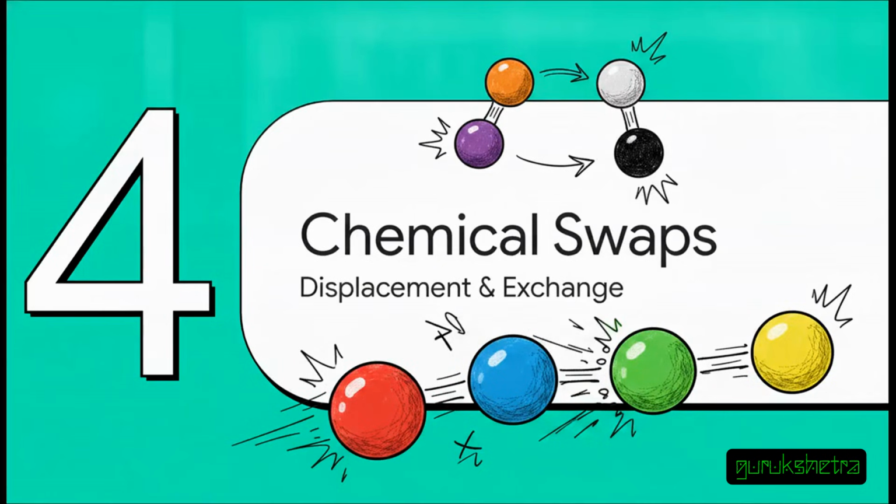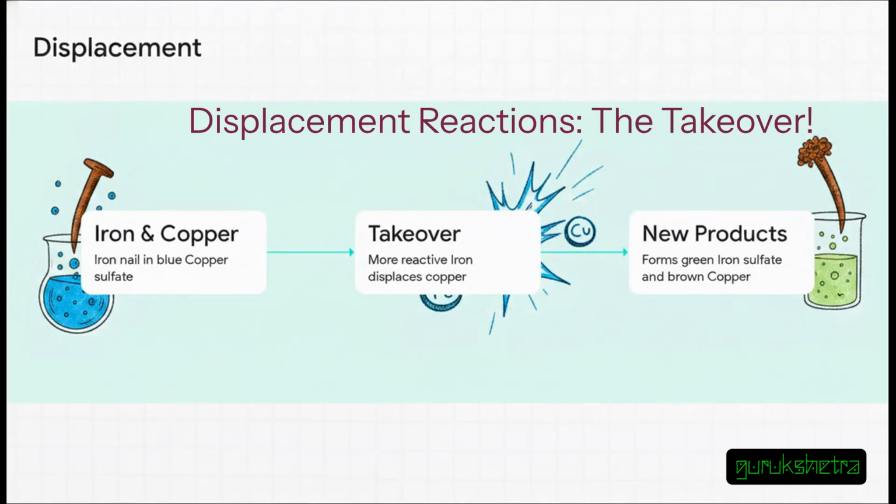Section 4, the Great Chemical Swaps. Moving right along in our lesson plan, we are entering the highly competitive and honestly sometimes aggressive world of chemical displacement. Think of a single displacement reaction as a hostile chemical takeover. The rule of the jungle here is that a more reactive element will forcefully kick out a less reactive one from its compound. Let's look at this classic lab experiment.